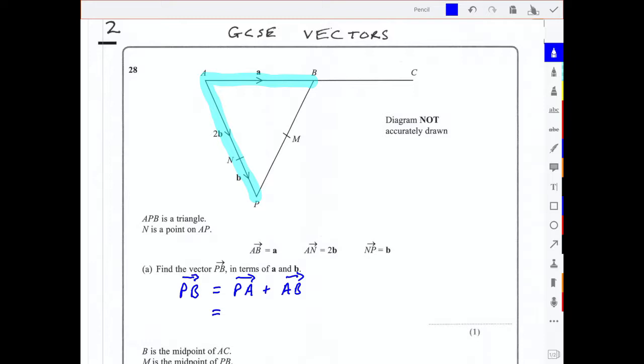Now PA is the negative of AP, and A to P will be 3b because it's 2b from A to N and then another b from N to P. So AP is 3b, PA is minus 3b. AB is simply a. So our answer is a minus 3b, or you could write it as minus 3b plus a.